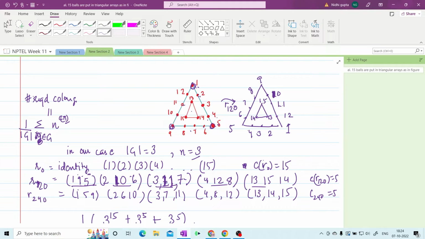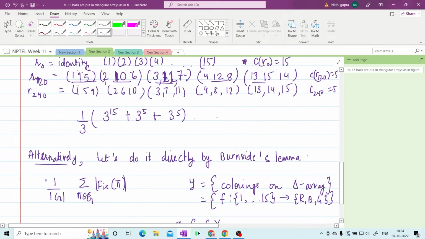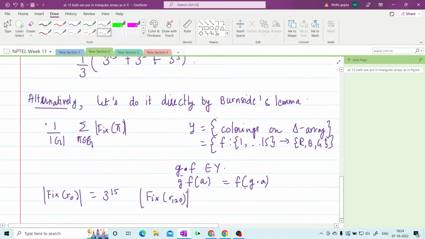and each of these partitions should get the same color, because if a coloring is fixed by R 120, that means the color of 1 should be the same as the color of 9, and the color of 9 should be the same as the color of 5. So all these 3 balls should receive the same color. Similarly, the next 3 balls also should receive the same color. So each of these 5 sets should receive the same color.